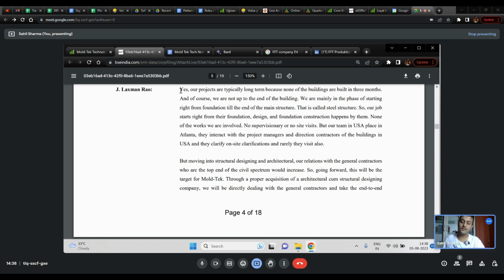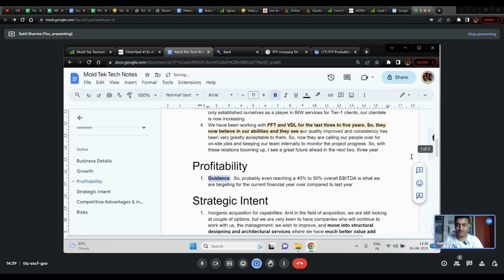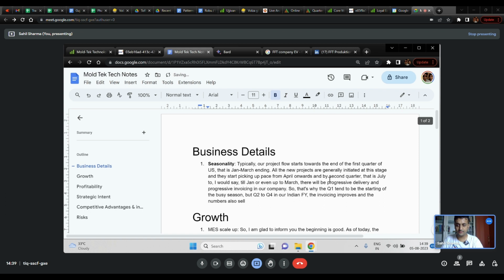So I guess here it's important business details, the fact that they are involved from the very beginning of the building, right from the foundation till the end of the main structure, the steel structure, right? So these are important business details. So I would put this under business details.